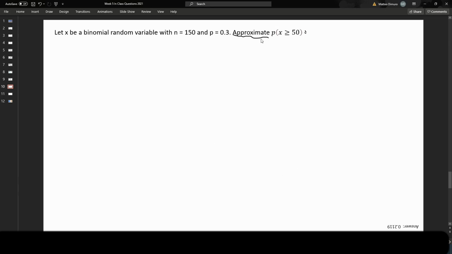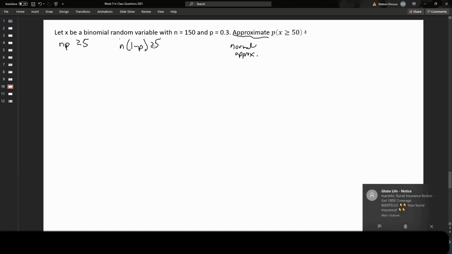Now, this is pretty clear. It says approximate, so I know that I'm going to do the normal approximation, but you always have to check and make sure that it passes this test: n times p is greater than or equal to 5, and n times 1 minus p is greater than or equal to 5 as well. That's on your formula sheet.